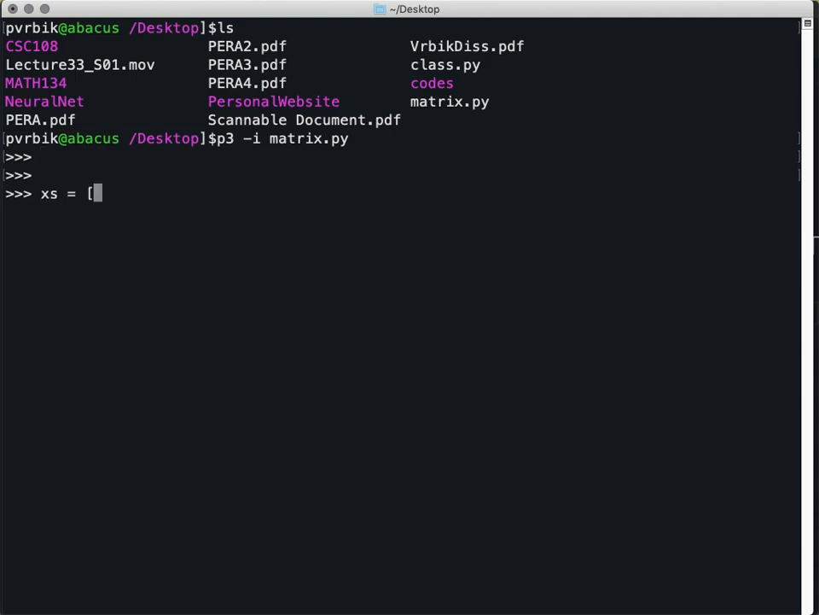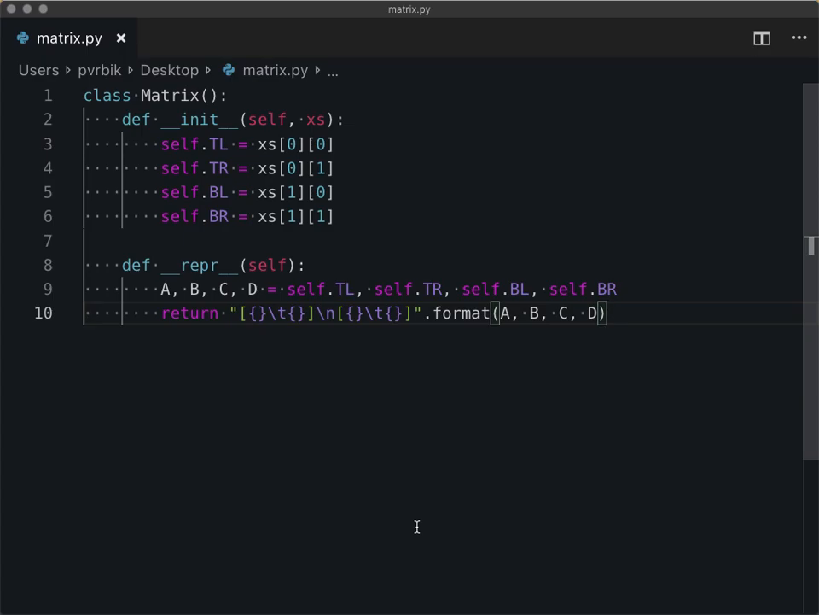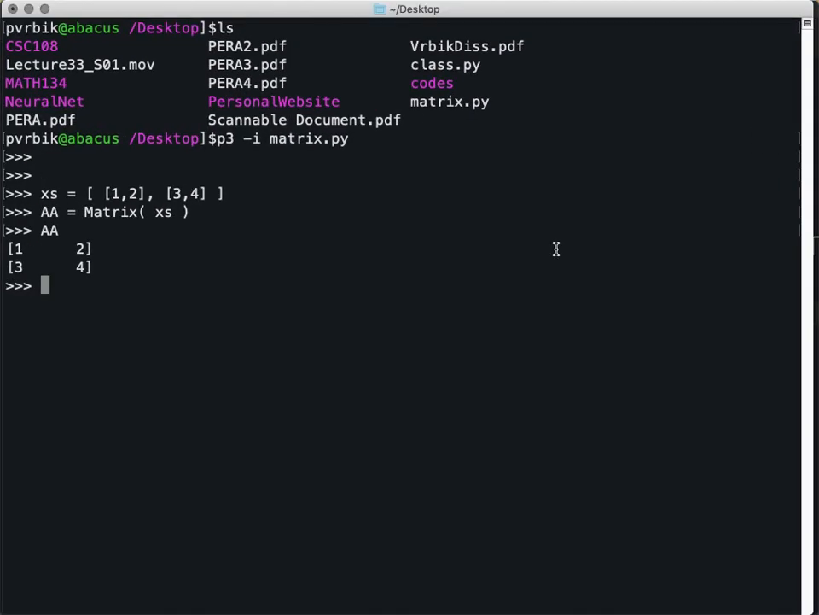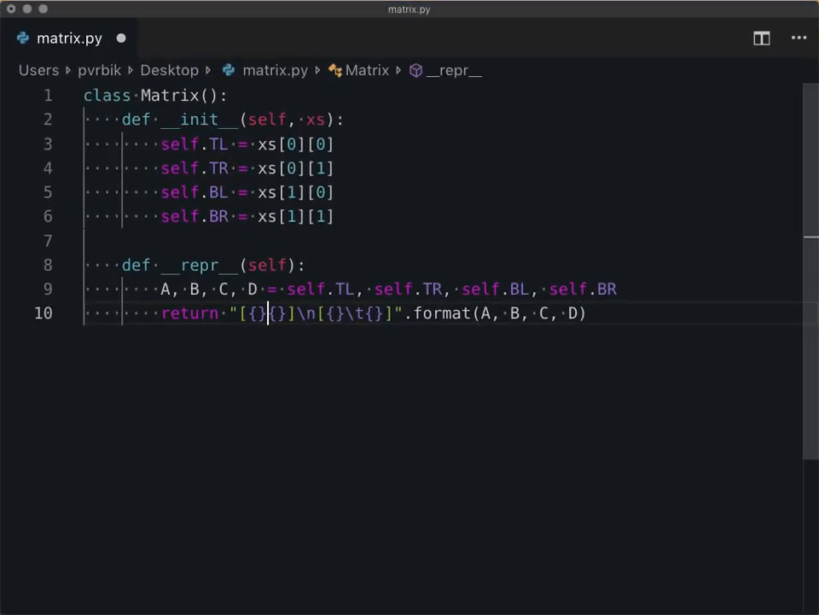So let's come up with just a simple 2x2. Okay, let's make a matrix object. Let's see how this looks. Neat, huh? Looks like a matrix, kind of. Wait, why is my stuff left justified and the other thing right justified? No, okay, that seems fine. All right, that's about as good as I'm gonna do today. Maybe less than a tab.